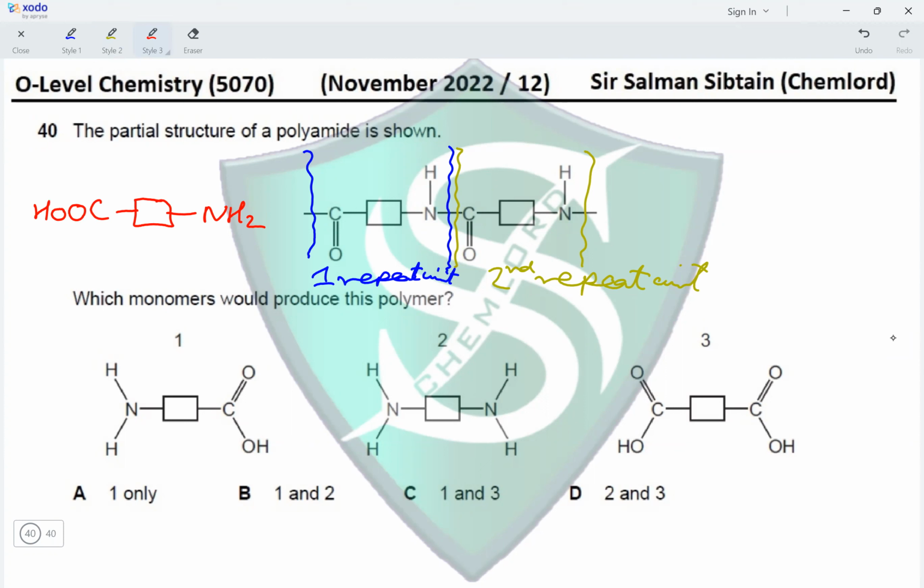So which monomers would produce this polymer? Monomer 1, yes, definitely, because we've got an amine group on one side and a carboxyl group on the other. Option 2 has both amine groups present and no carboxylic groups. Option 2 is incorrect. Option 3 has both carboxylic groups present and no amine group. Option 3 is also incorrect. So 1 only is our correct option, making option A the correct option for this question.